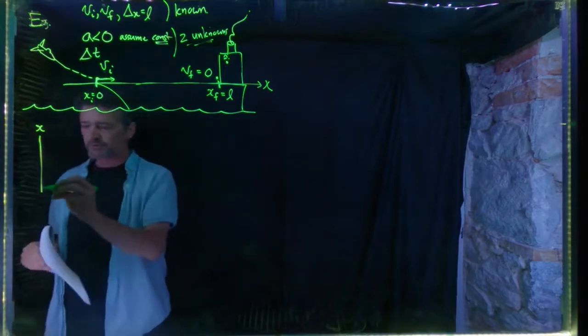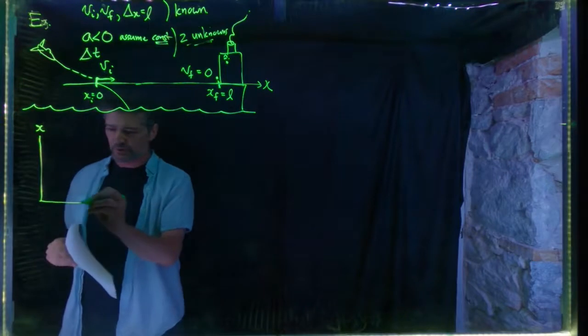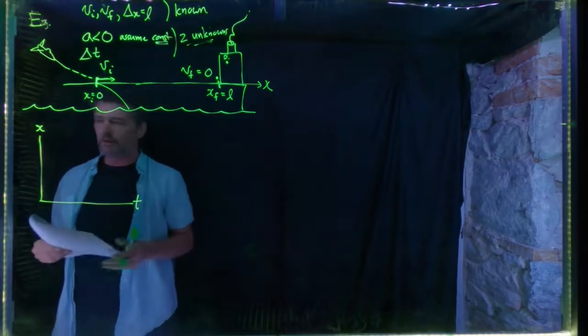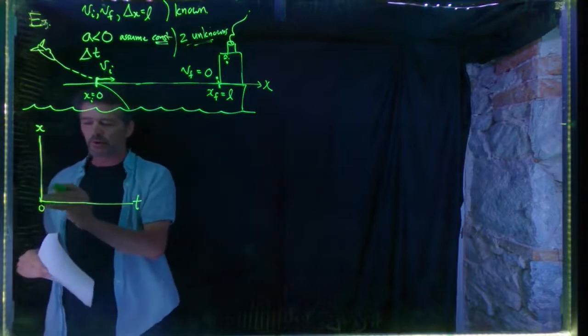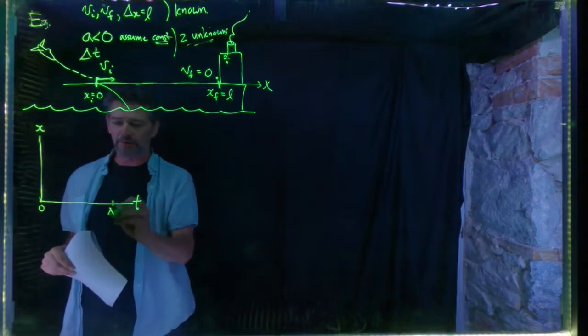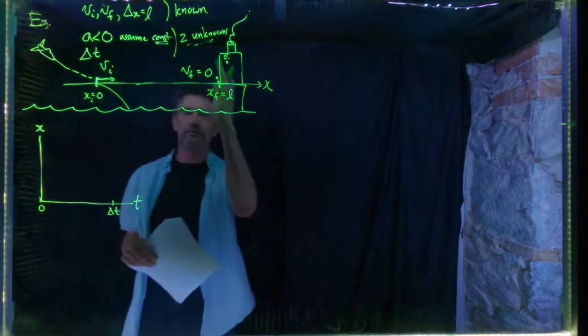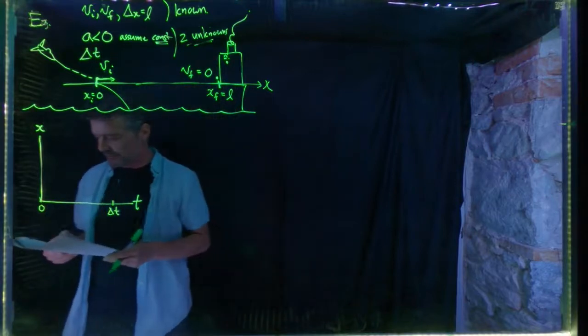Okay, so this is position. We'll draw them kind of smaller. Position versus time. And we're going to start at, say, t equals 0. And we're going to go for an unknown amount of time, delta t. That's how long it takes the aircraft to come to rest. That's one of our unknowns.